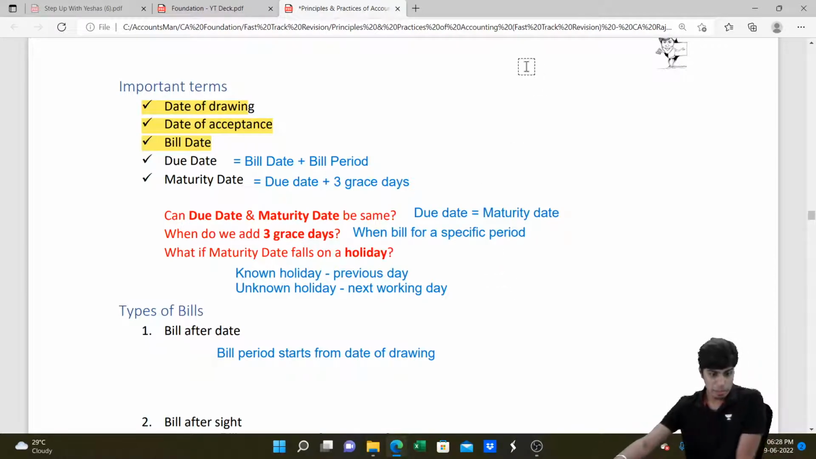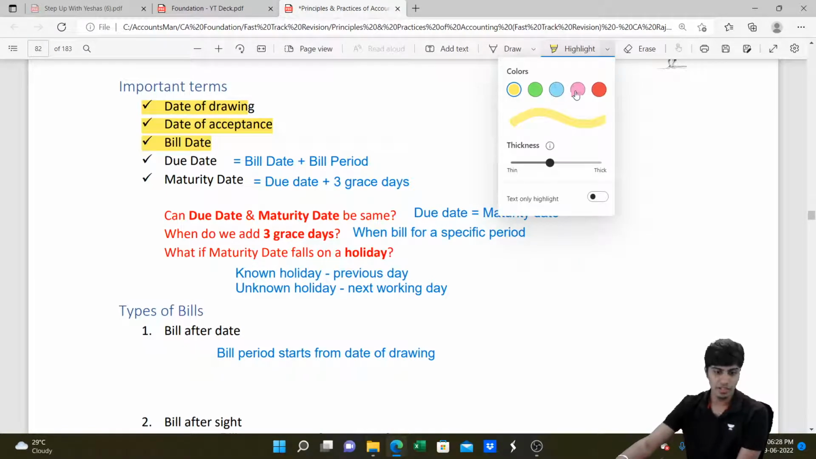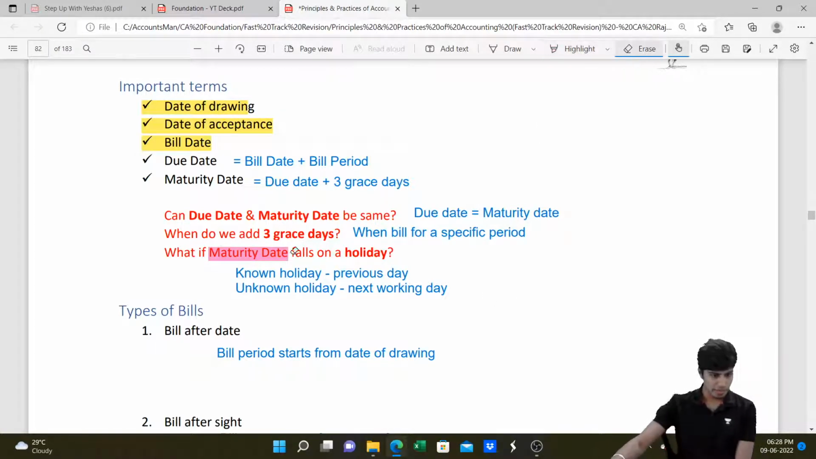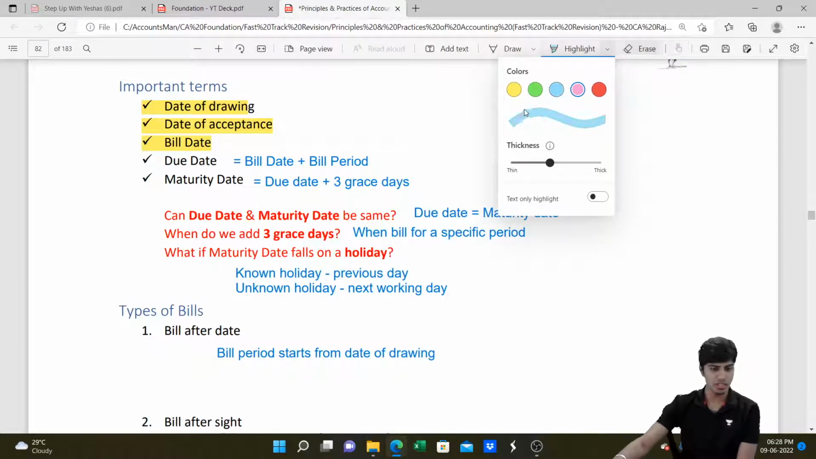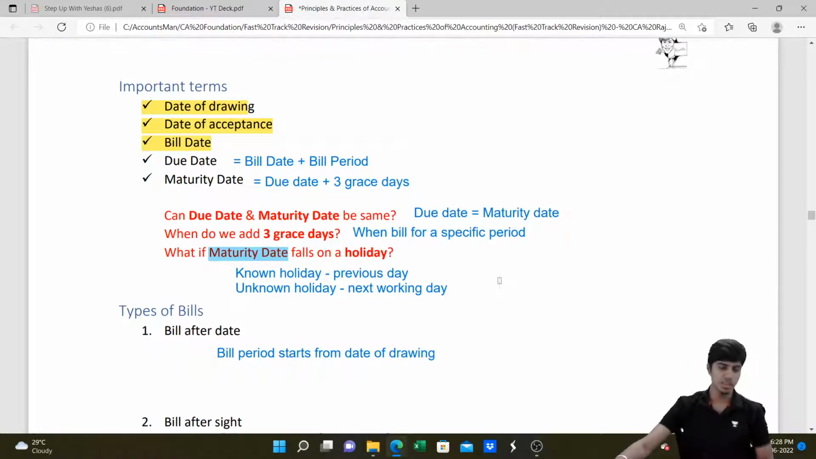This is for the maturity date, not for the due date. If the due date falls on a holiday, then that itself will be the due date. There is no change or harm. If the maturity date falls on a holiday, then we would have to see whether it is a known holiday or an unknown holiday. If it is a known holiday, then the previous day will be the maturity date. If it is an unknown holiday, then the next working day.